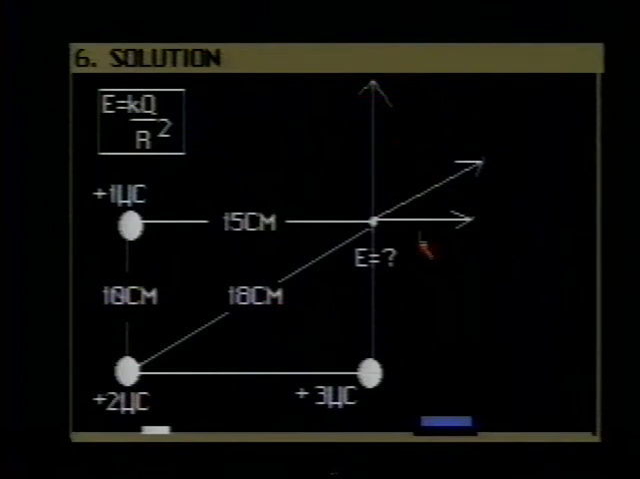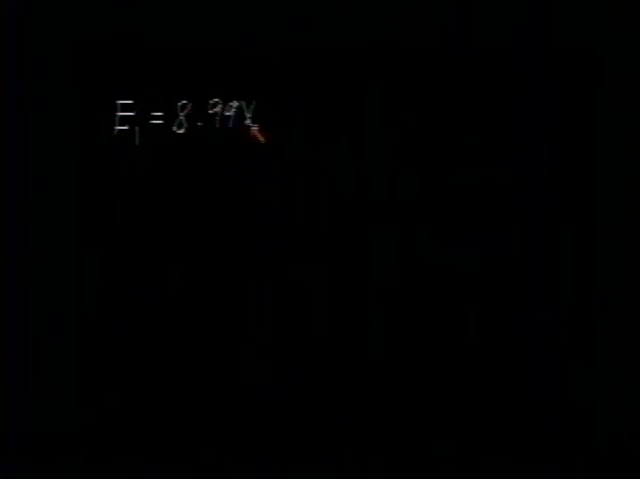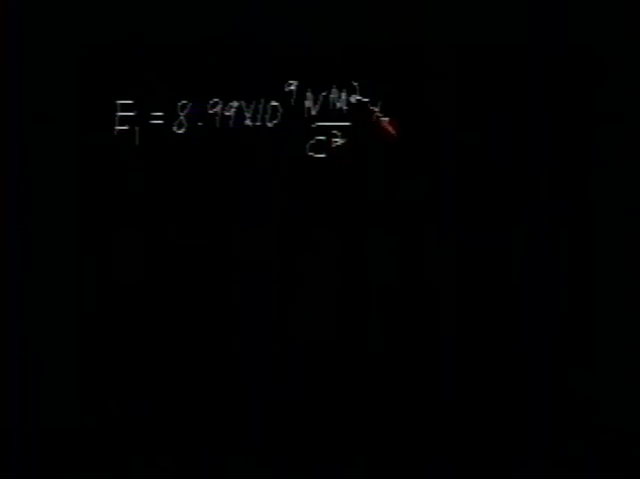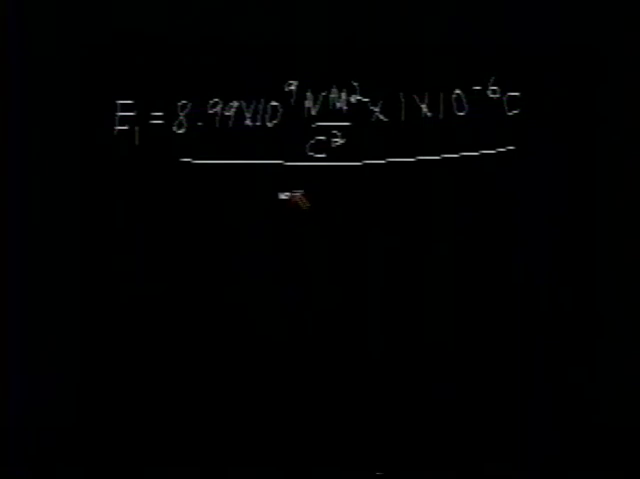We'll label these E1 due to the 1 microcoulomb charge, E2, and E3. Next, we're going to calculate the magnitude of each of these vectors by using the equation that the magnitude of E is equal to kq over r squared. For E1, the value of q is 1 microcoulomb and the value of r is 15 centimeters. Calculating the value for E1, we would have that E1 is equal to 8.99 times 10 to the 9th newton meters squared per coulomb squared, multiplied by the charge 1 times 10 to the minus 6 coulombs, divided by 0.15 meters, writing the centimeters as meters, that quantity squared.